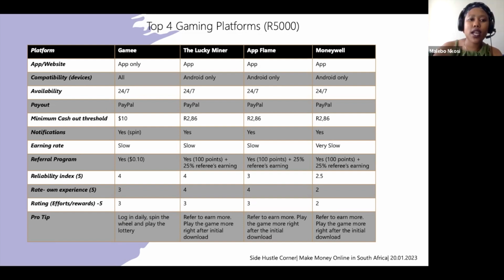So with Gamey, for example, you will log in daily, spin the wheel, and play the lottery. As much as you are playing games, you don't get paid for the games, you get paid for the things that look like gambling to some extent. So spinning the wheel and playing the lottery, that's what actually gets you paid. And you play the lottery through the tickets you earn from playing the games. Okay, so that's essentially how the games work.